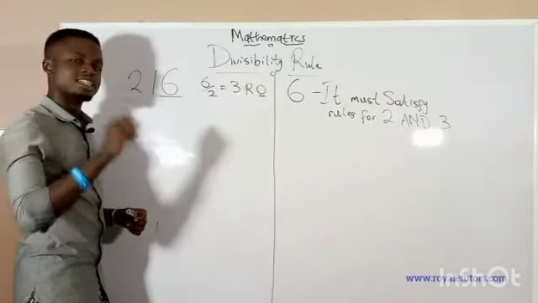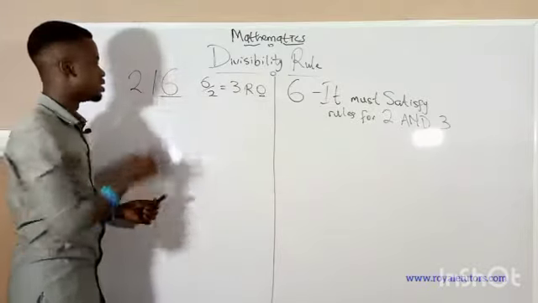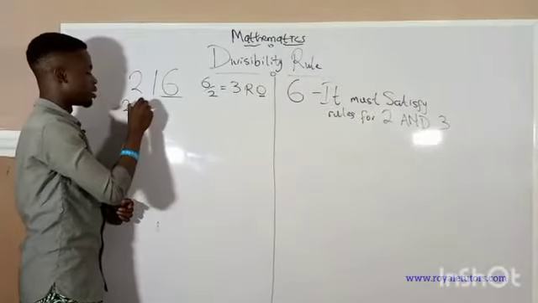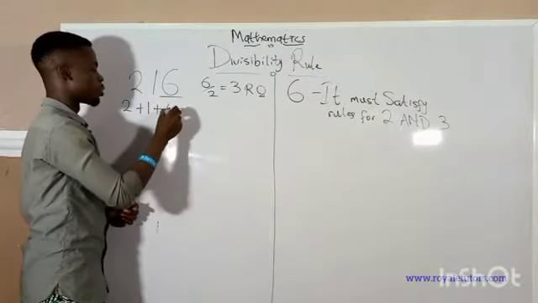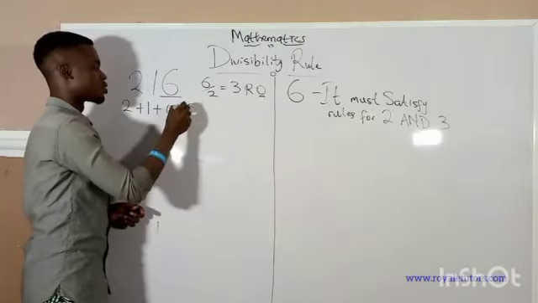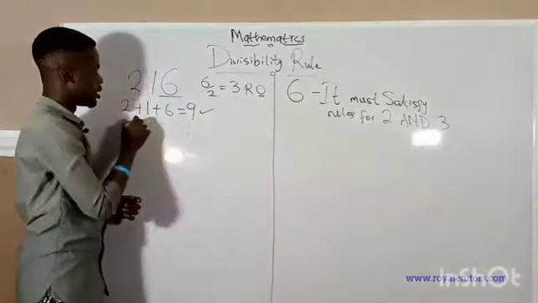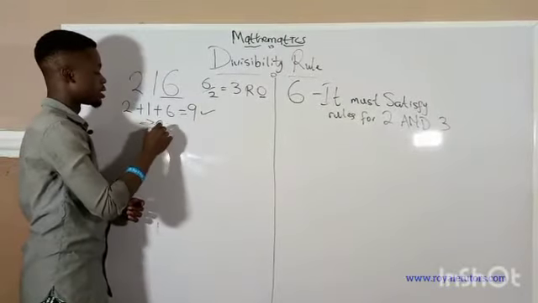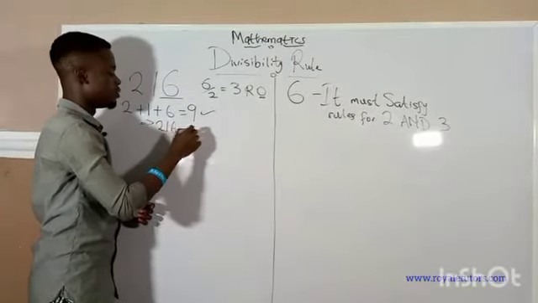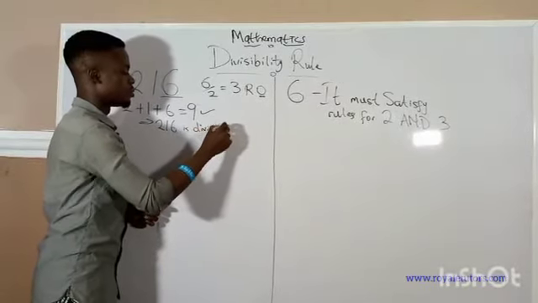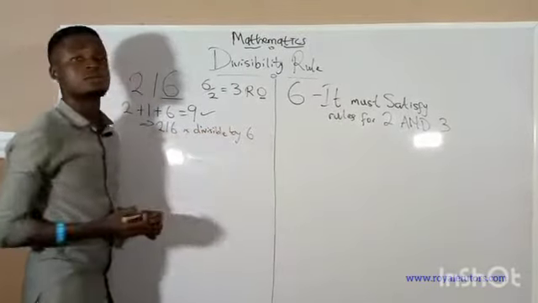You check that. Then you check for 3. Is the number divisible by 3? How do we know that? You add the digits together. 2 plus 1 plus 6, which is going to give us 9. Is 9 divisible by 3? Yes, 9 is divisible by 3. So therefore, it implies that 216 is divisible by 6.